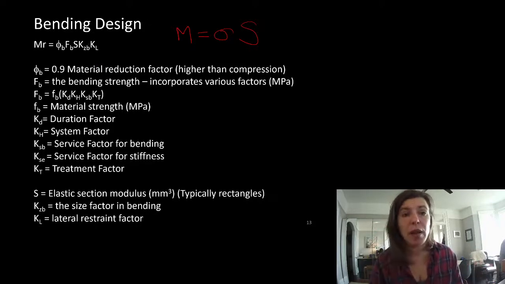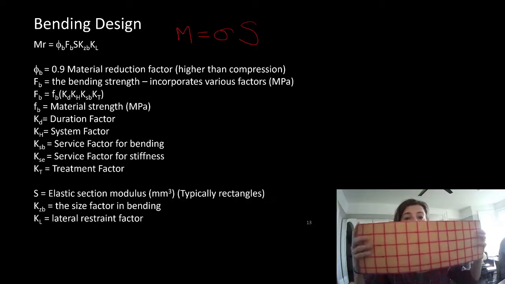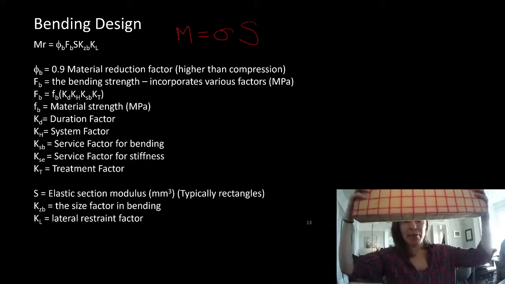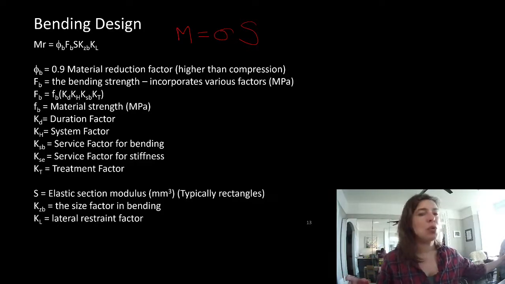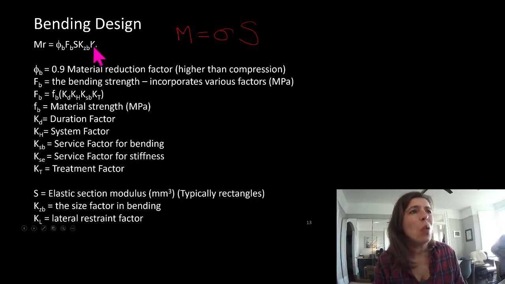So we want to make sure we apply that factor. And this is our lateral restraint factor. Remember when we talked about columns, both steel and wood, we had a buckling factor. When we talked about steel and bending, we knew that the top chord had a tendency to buckle. The bottom chord didn't because it was usually in tension. And we had a whole extra bit on our steel equation for that. In wood, it's just KL. And I'll show you that in the next slide.